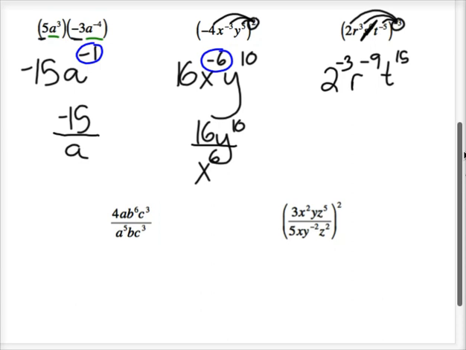All right, now this time I have two things that have a negative exponent. So that means I have two things that need to move downstairs to get a positive exponent, and that t to the 15 can stay put.